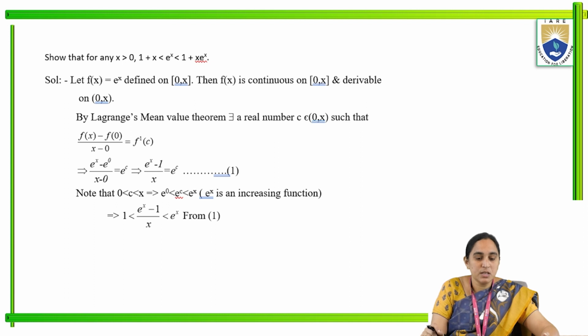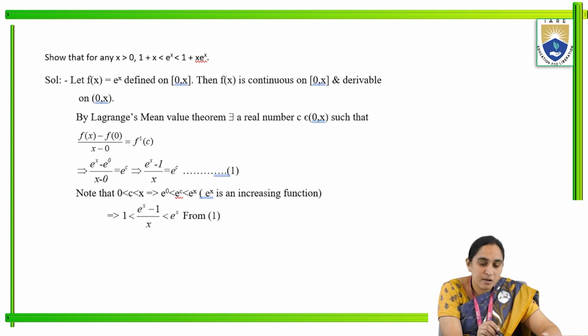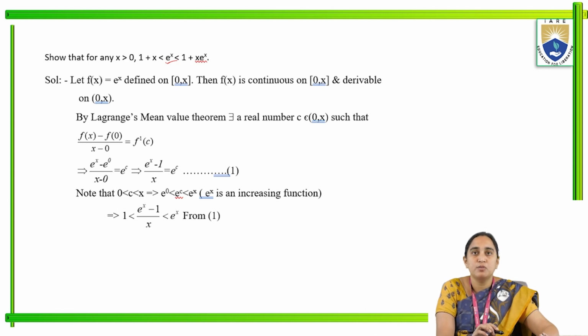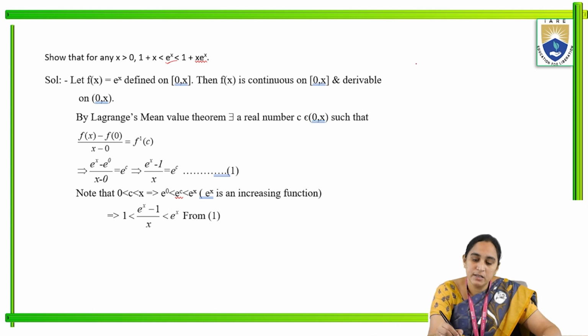What about the function here? From the condition, I am assuming e power x as the function. Observe the interval there, x greater than 0. For that case I am taking the interval 0 comma x. If you are assuming the function as e power x, first, by using Lagrange's, we have to verify that it is continuous and derivable. e power x is definitely derivable. f of x is equal to e power x, the exponential function.